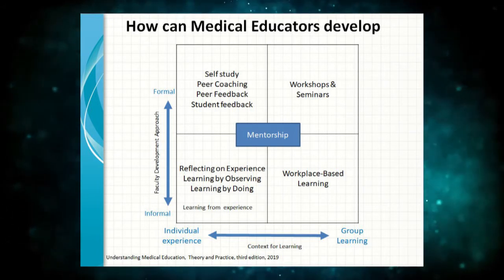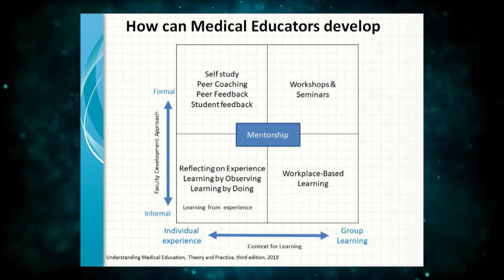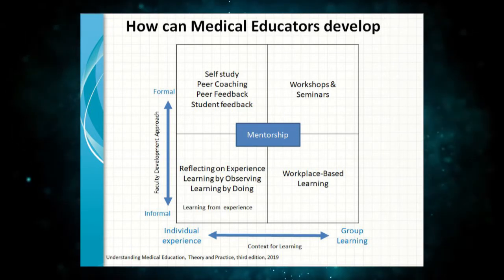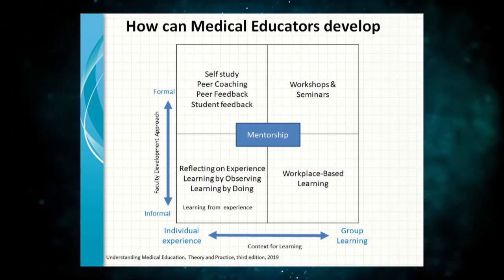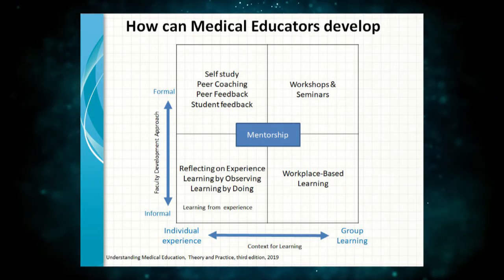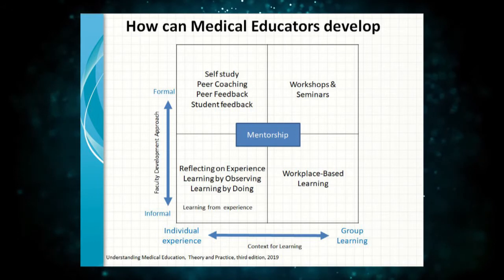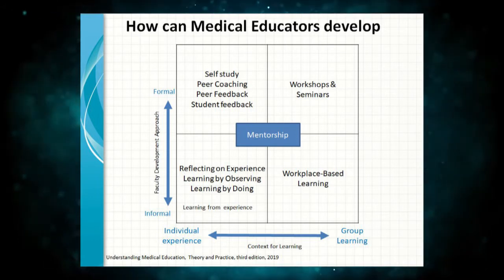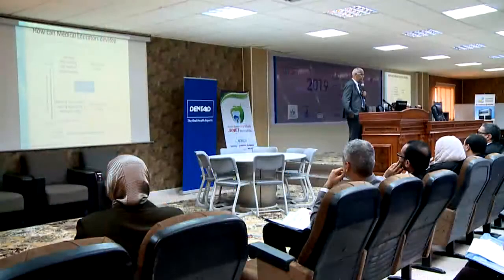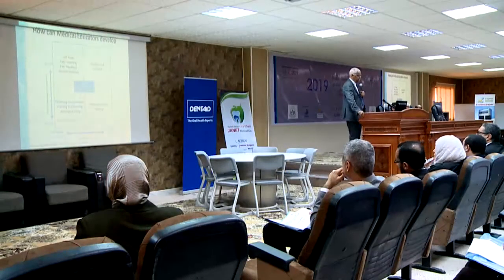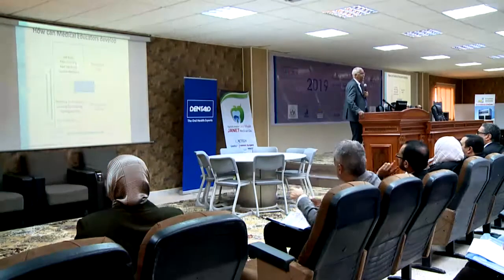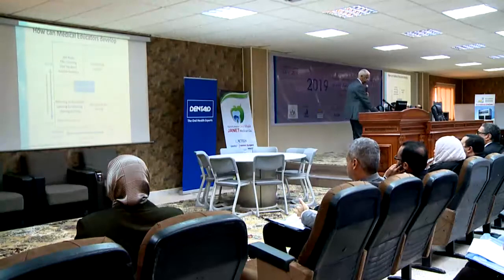Learning from experience in the individual experience includes learning by doing, learning by observing, and learning by reflecting on our experience. On the more formal level, we learn by peer coaching, peer feedback, and student feedback. On the more formal level, on the group level, as well as seminars and workshops, most of our learning occurs in the workplace.